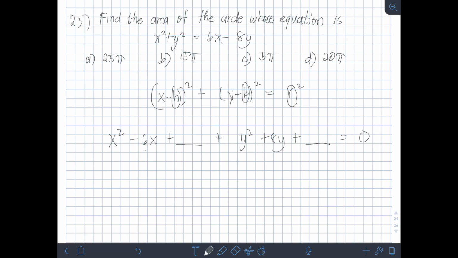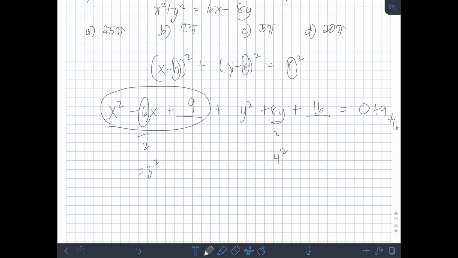Yung middle term, divide nyo by 2. So, 6 divided by 2 is 3. Tapos, square nyo, so 9. Lagay nyo dito, 9. Kung nag-add kayo dito sa left side, dapat mag-add din kayo sa right side, so plus 9 din kayo dito. And then dito sa y, ganun din, yung middle term na 8y, yung numerical coefficient niya na 8, divide natin by 2, which is 4. And then, square natin, 4 squared is 16. So, add nyo 16, at sa right side din, plus 16.